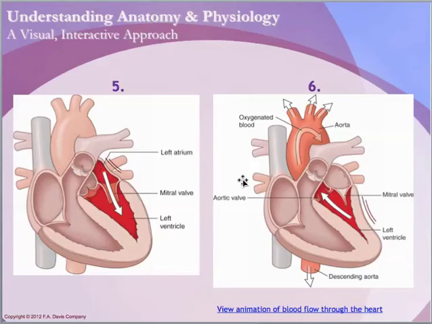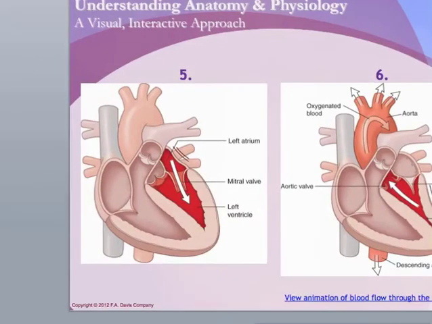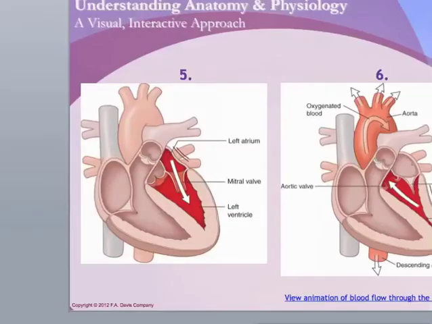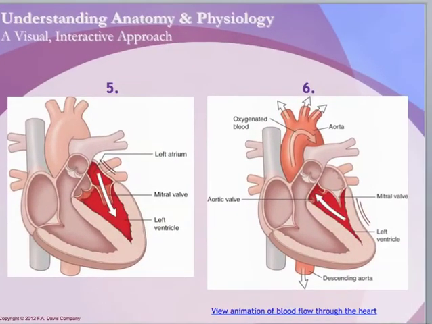So you can see deoxygenated blood comes into the right side of the heart, okay, goes out to the lungs, gets oxygen, comes back in to the left side of the heart, and then is pumped out via the aorta to the rest of the body. So let's watch an animation on this.